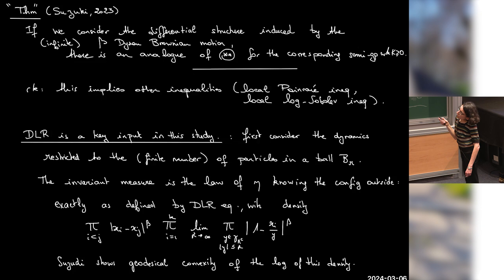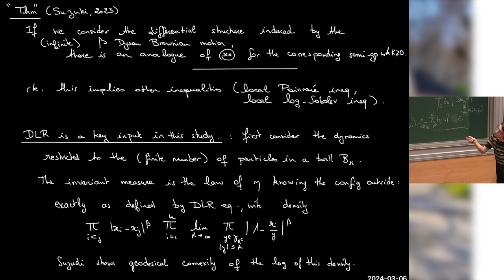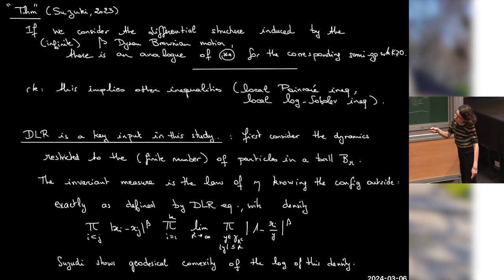Okay, and DLR was a key input. So our result with David, Adrien, and Thomas was a key starting point for this study, because to show this result, he was looking really at this conditional probability. So he was restricting the dynamics to a finite number of particles inside the ball, applying DLR and looking at the properties of the conditional probability. And he had to show a property which is called geodesic convexity. Okay, so I don't want to go too much into the details, but just mention that there are links with more geometrical aspects.